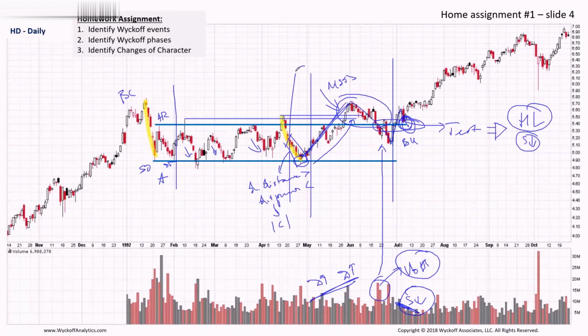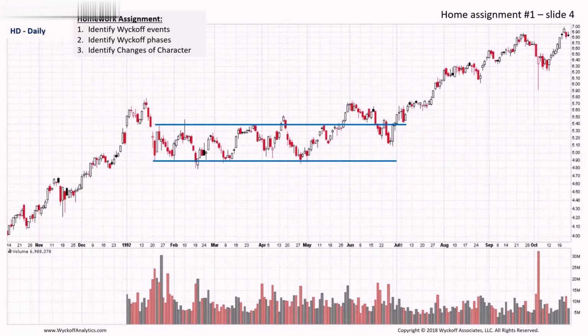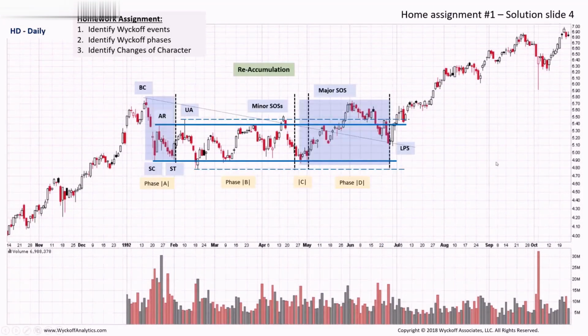So here is our labeling here. Phase C, A, B, and then phase C would be labeled just because this is not the lowest low. It's a higher low. We label it as the last point of support. Okay. Here's my label, and you could just go through this labeling at home.